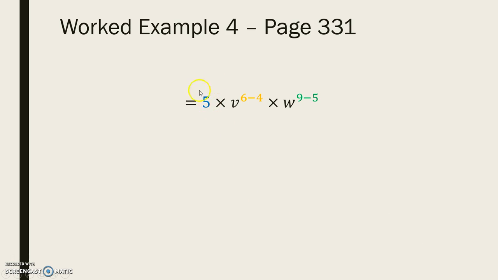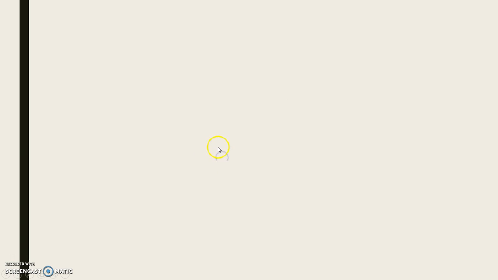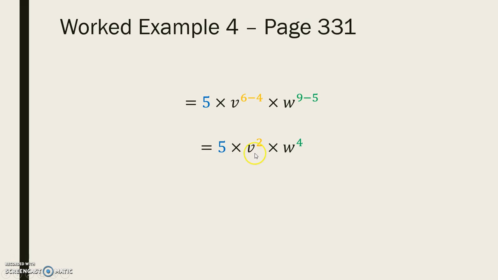From there, that's our coefficient calculated. We subtract the 2 V bases because they are the same and we're dividing them, and the same with the W's. So our final answer is 5v squared w to the power of 4. And remember, we don't need those multipliers if we don't want them.